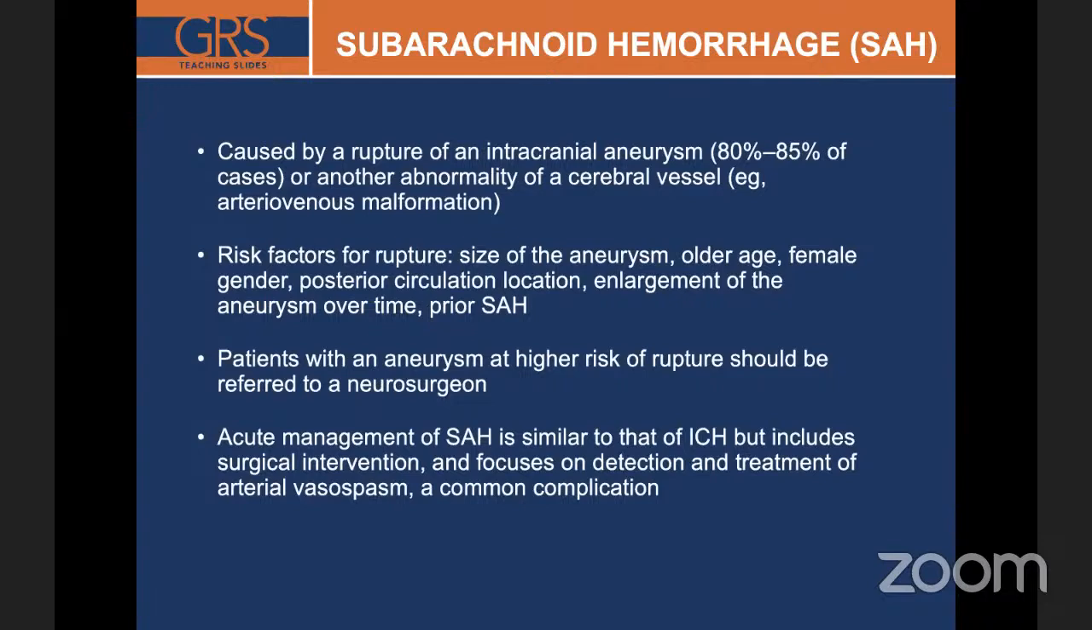Patients with an aneurysm at high risk of rupture should be referred to a neurosurgeon. Acute management of subarachnoid hemorrhage is similar to that of intracranial hemorrhage, but it includes surgical intervention and focuses on detection and treatment of arterial vasospasm, as it would be a common complication.